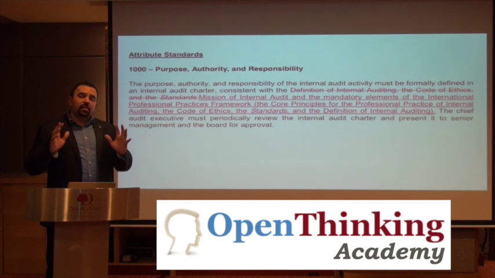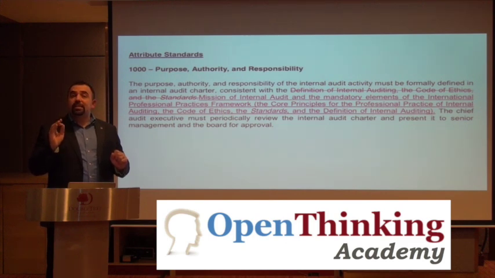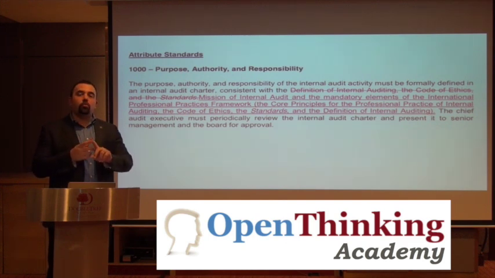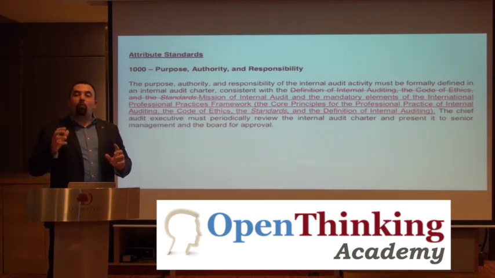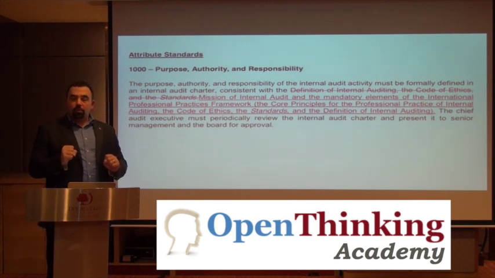So we understand that the IIA has two kinds of standards in the IPPF. They have the attribute standards, which explain exactly what attributes they expect internal auditors to have. Like internal auditors need to be independent, they need to be objective, they need to do due diligence work, they need to work with professional care. All these attributes that internal auditors need to have while they are performing their internal audit work, we call them the attribute standards, and they are coded as 1000 in the standards.